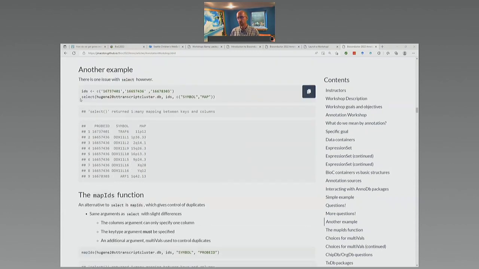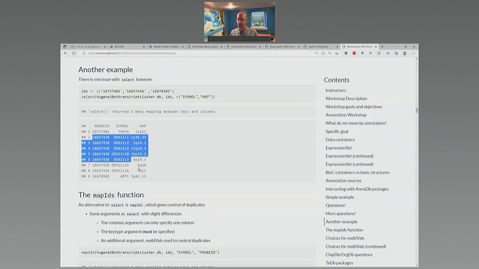And the issue with select is if you have one-to-many mapping. So if we take these three Affymetrix IDs and we use the select function again, we use the IDs and then we say we want the symbol and the map, and the map is the karyotype position. We get this thing where it says it returned a one-to-many mapping between keys and columns. You can see here we have three IDs and now we've got nine things that it spit back out. For this first one, we just get one thing. It's TRAF6 and this is where it is. The next seven of these things are all the same ID, and it's the same gene family as this DDX11 family.